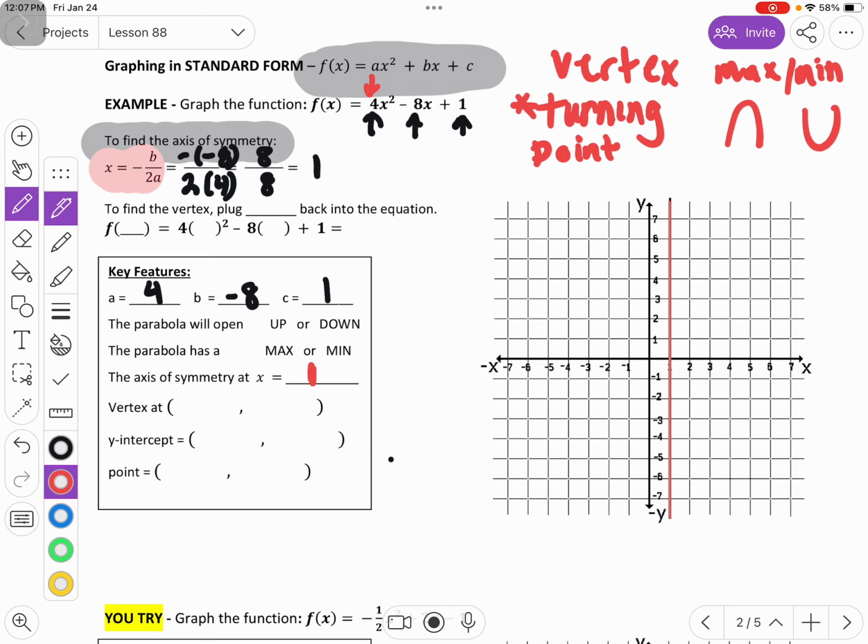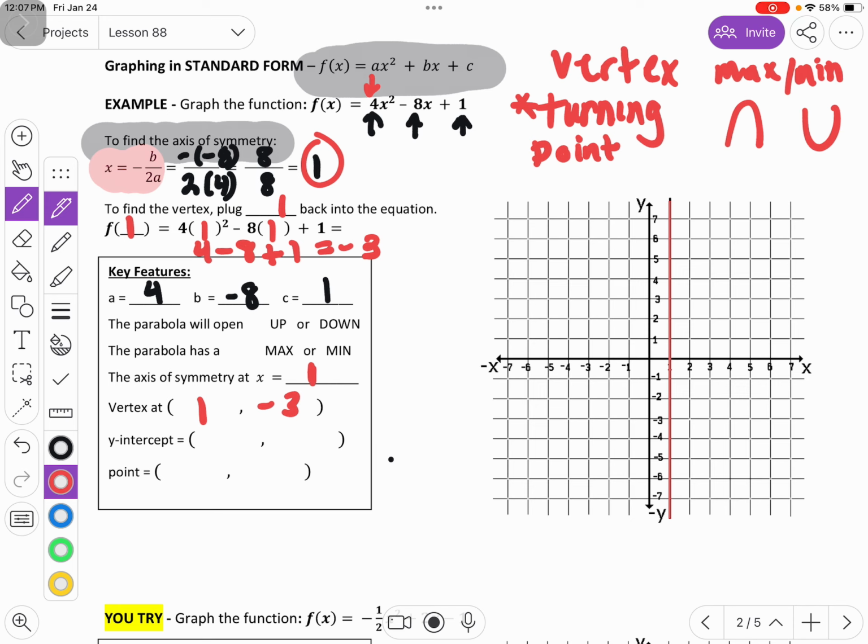So let's find out what that turning point is. We plug in that 1 that we just found. We plug 1 back into the equation. So f of 1, what is that? It's 4 times 1 squared minus 8 times 1 plus 1. So 1 squared is 1 times 4 is 4. So we have 4 minus 8 plus 1. That comes out to -3. So our vertex now is 1 and -3.